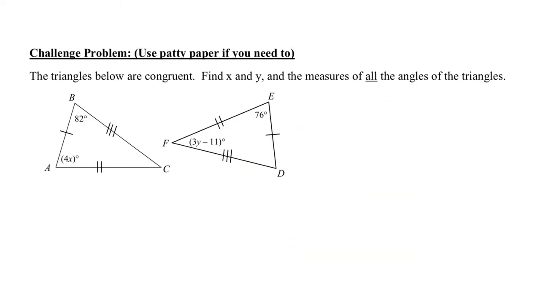This one is going to be very similar to the last one. The triangles below are congruent. We're going to find x and y, and this time we're going to find the measure of all the angles of the triangles. If we look at angle A, what angle is angle A corresponding to or congruent to on the other triangle? Because angle A is in between the side with 1 and 2 tick marks, I know that angle A is going to correspond to angle E, because it's between the 1 and the 2 tick marks.